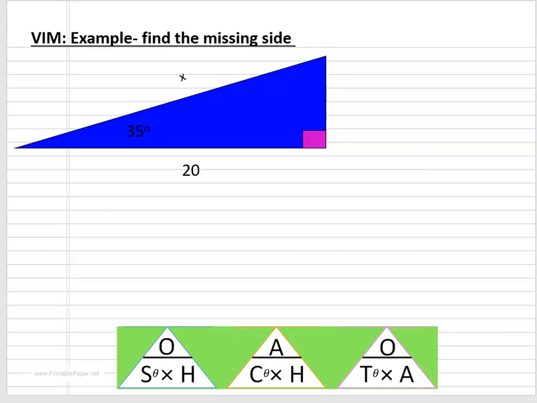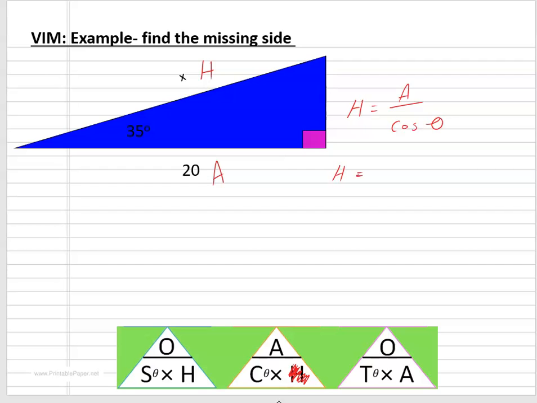So this is our first example using cosine. Let's identify our two involved sides. We know this one, because it's opposite the right angle, is our hypotenuse, and this is our adjacent because it's touching the angle. We're using the cosine rule today, the middle one. We're looking for h, so we're going to cover it up. What are we doing with a and cos of the angle? We're dividing because they're on top of each other. So let's write that out: h equals a divided by cos of the angle.